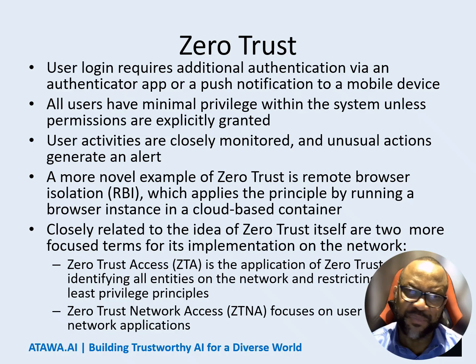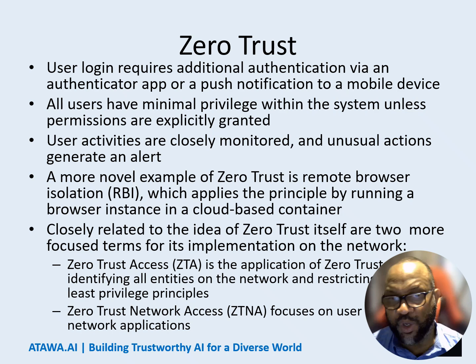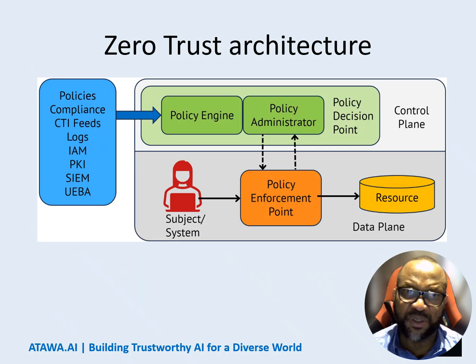And then you also have zero trust access and zero trust network access. The ZTNA is obviously on network applications. The ZTA is just applying the same concept, but on all identified entities on your network and restricting them with the same doctrine of least privilege. If you recall, or let me just explain, doctrine of least privilege means I only give you the amount of privileges you need to get your work done.